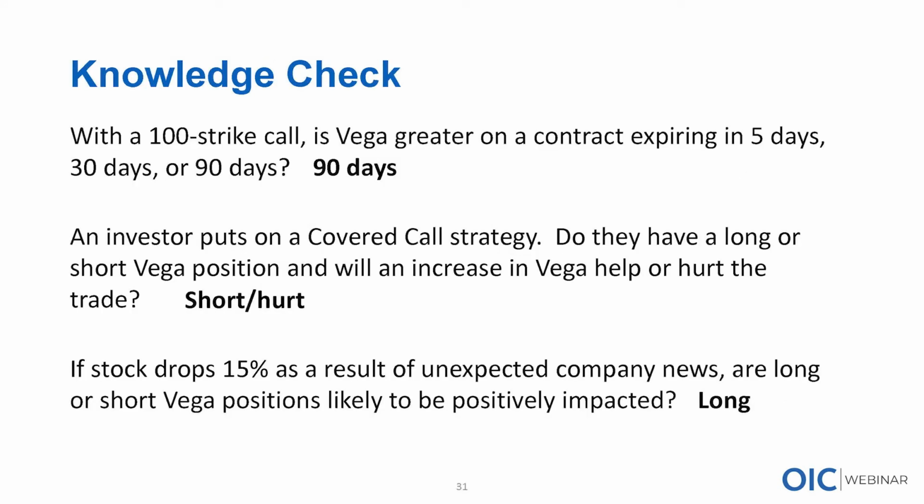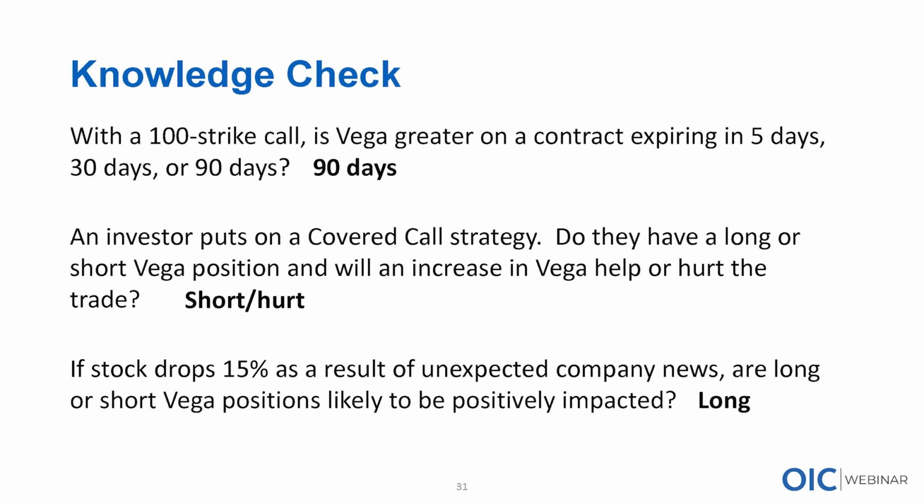All right, so now let's do a Vega knowledge check. We have the 100 strike call. Is the Vega greater on a contract expiring in 5 days, 30 days, or 90 days? Well, we just discussed this, so obviously Vega is going to have a greater impact on the further dated options. So in this case, the 90-day options. If we had options like LEAPS that expired a year from now, those would actually be more sensitive to changes in implied volatility than the 5-day, 30-day, or 90-day options.